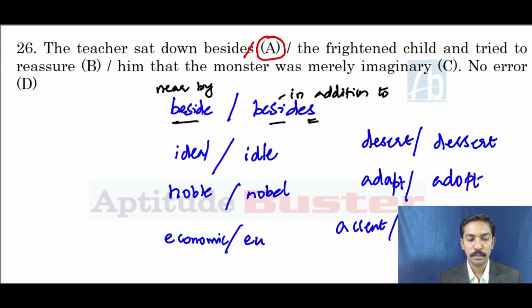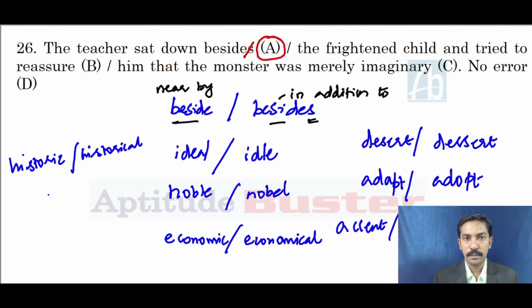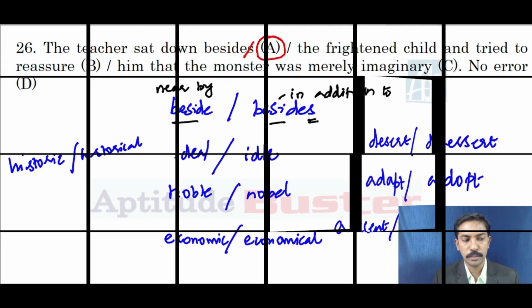Economic, economical, historic, historical. I have given such a list of homonyms in the vocabulary section of the mobile app. You can go through it and try to know the differences. I have even provided examples, so try to get it and learn the differences. It would be easy for you to get the answers for these sort of questions.